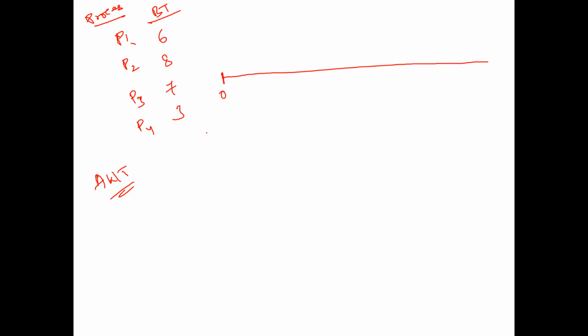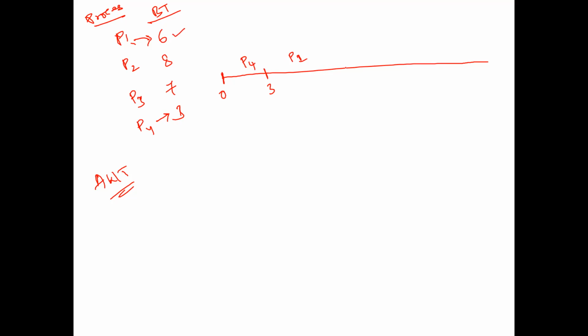As it is shortest job first, obviously 3 is the shortest job, so P4 will come first. P4 has the shortest job, so it starts from 0 and ends at 3, right? After that, the shortest job is obviously P1. So take P1 as the next process, and its burst time is 6.